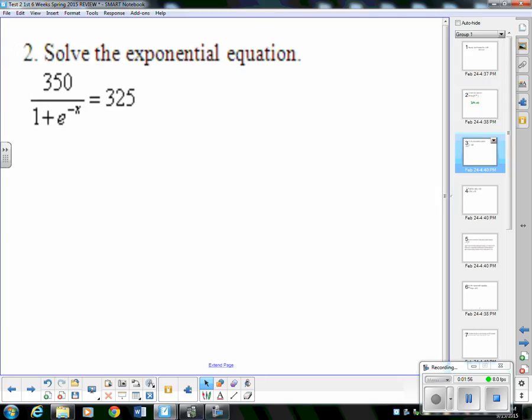Move it over a little bit. This one says to solve the exponential equation. Solve the exponential equation. 350 over 1 plus e to the negative x equals 325. And again, there are a couple of ways to solve this. This could also be a multiple choice type question. Either way, how you solve it is going to be the same as far as your answers are concerned.